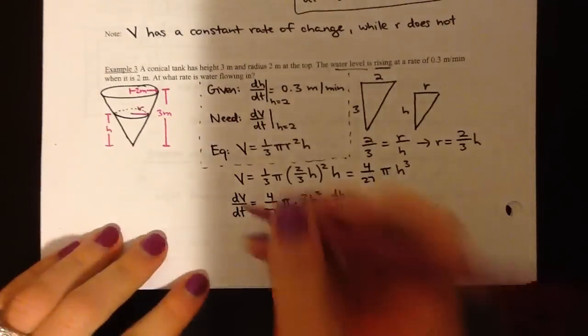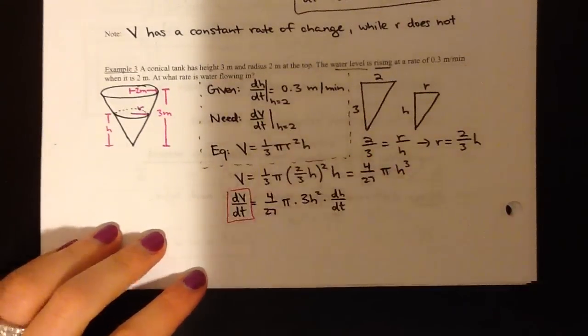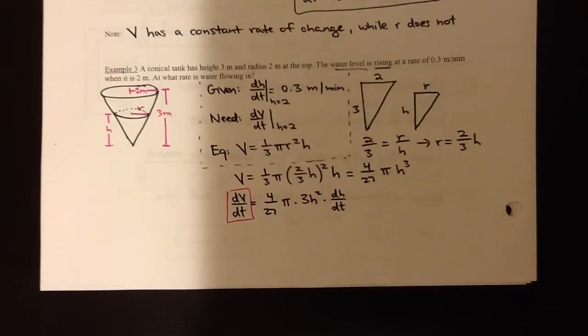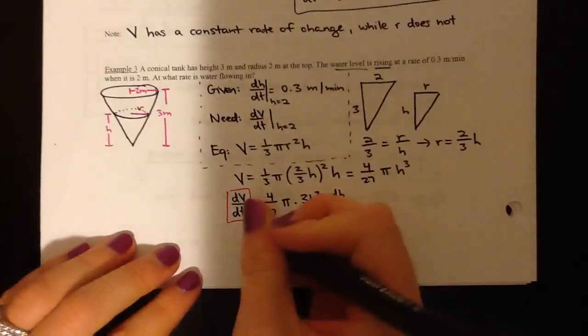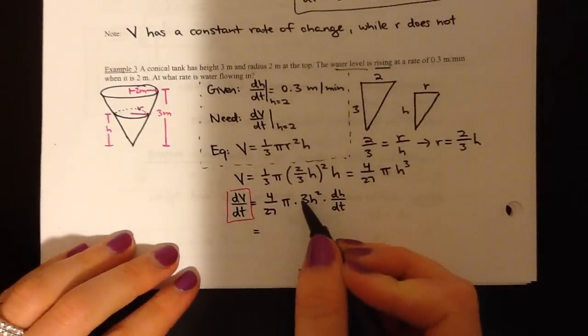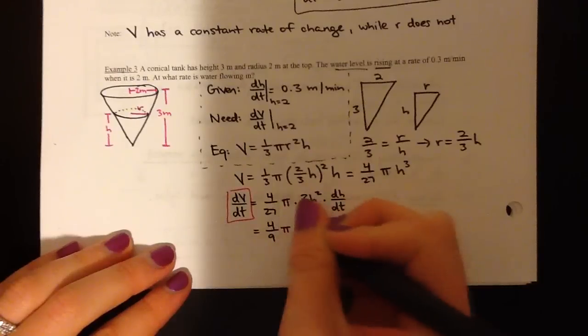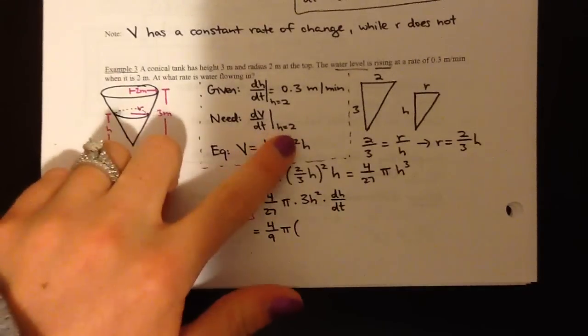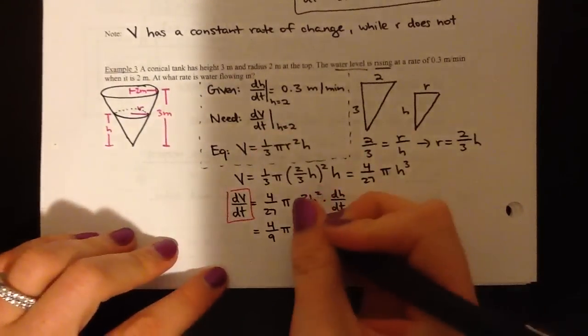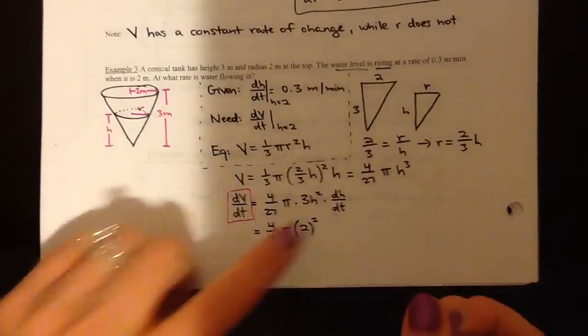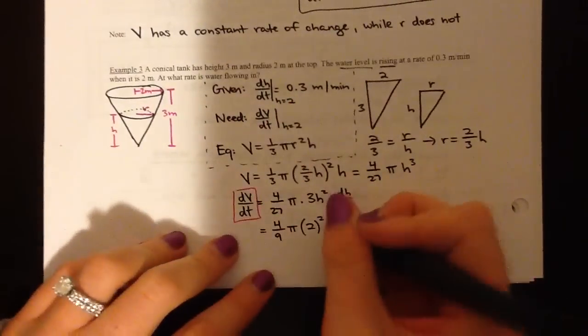So what I need is the rate of change of the volume. That's what I'm trying to solve for. So all I'm going to do is just plug everything into the right-hand side and simplify that down. So equals, I've got 3 times this, which gives me 4/9 pi. I plug in h. The value I was looking for was when h equals 2. And then I plug in dH by dt, which is 0.3.